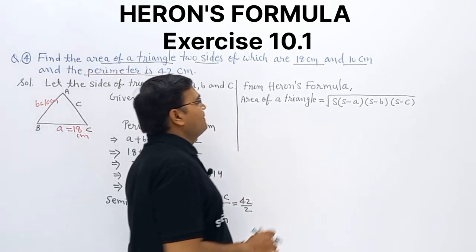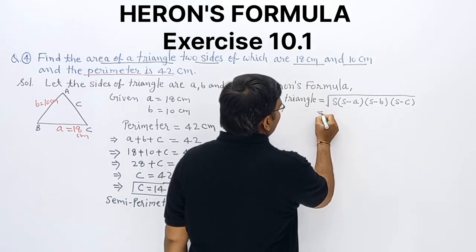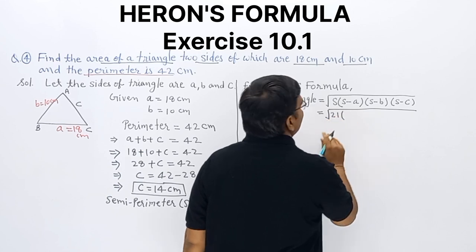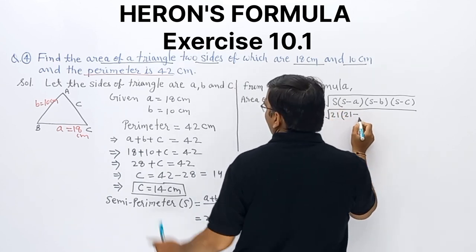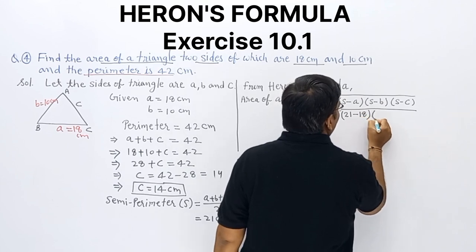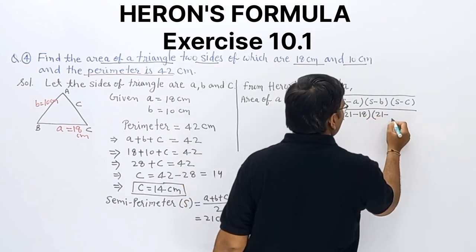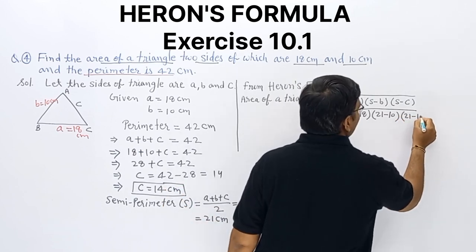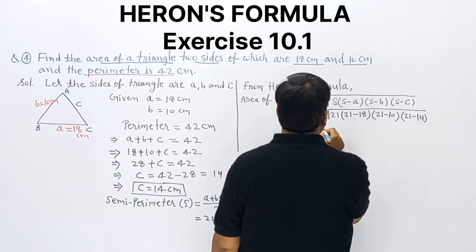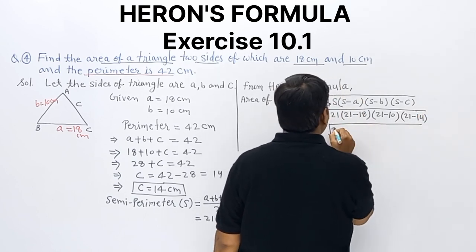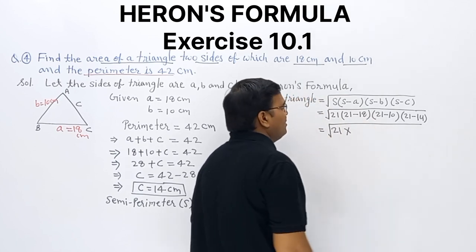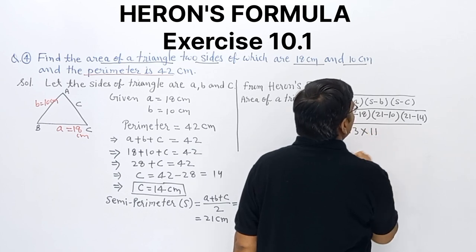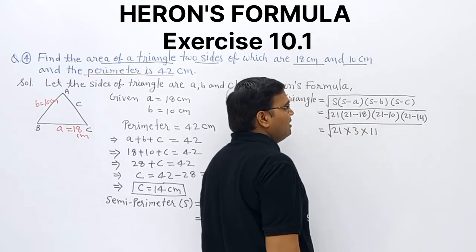Put these values there. S is 21. S minus A is 21 minus 18. S minus B is 21 minus 10, as we assumed B is 10 centimeter. S minus C is 21 minus 14, as we obtained. So solve this one. Square root of 21 into what is remaining? 21 minus 18 is 3 remaining. 21 minus 10, 11 is remaining. Clear?